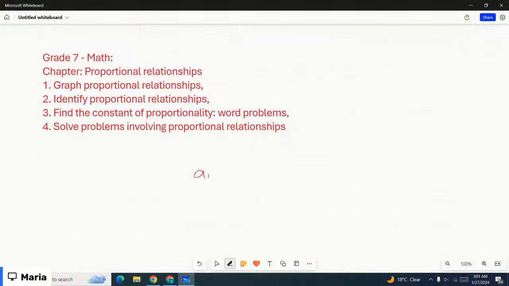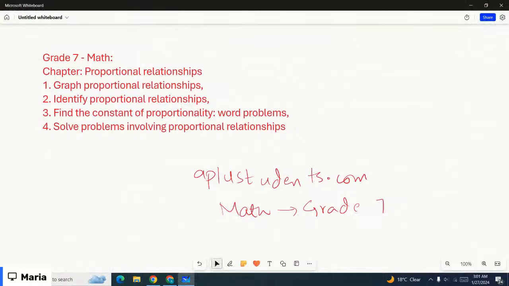You can find all the lessons on aplusstudents.com. You have to log in there using your email address and password as provided by the administrator. Then you have to select math from the subject tab, scroll down to grade 7 and then click on the all lessons. There you can find a list of the chapters.